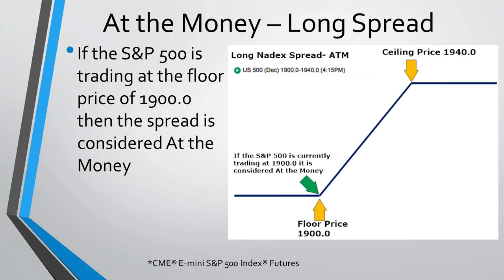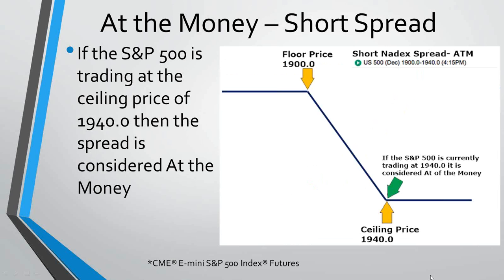You could think of it as a place where intrinsically it's starting to become profitable. Okay? This is the starting point for a long to make profits at expiration. You're going to see this shaped curve a little bit later in the presentation as well. This is at expiration. And the floor price on a long is considered to be at the money. Conversely, if the S&P 500 in the same spread is trading at 1940, then the spread is considered to be at the money if you're going short the spread. Again, where would you start to make money in this particular one? Well, if you're going short the S&P and the S&P is at 1940, well, then 1940 is where this particular spread would begin to bring in intrinsic value into the pricing.